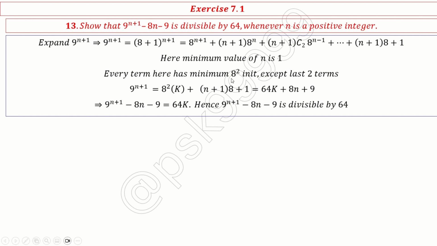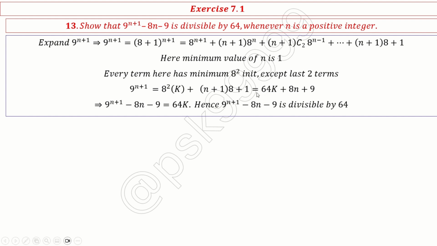Every term has a minimum of 8 square in it, except the last two terms, right? If n is minimum 1, then up to this term everything will have 8 to the power of 2 in it. Every term will have 8 square minimum, and the last two terms don't have 8 square. This is (n plus 1) into 8, this is just 1. So the rest of the terms I will write as 8 square into k, plus (n plus 1) times 8 plus 1. This is nothing but 9 to the power of n plus 1.